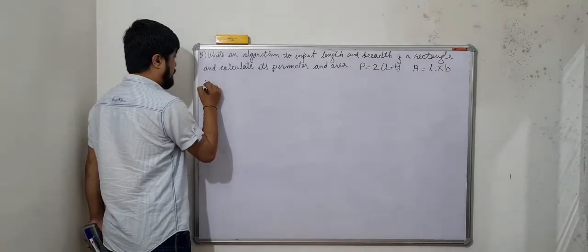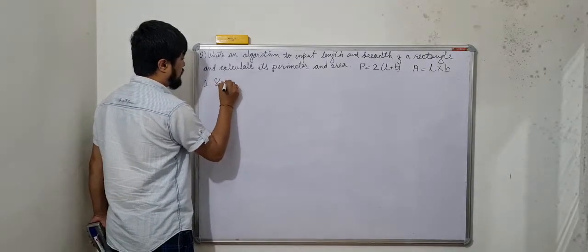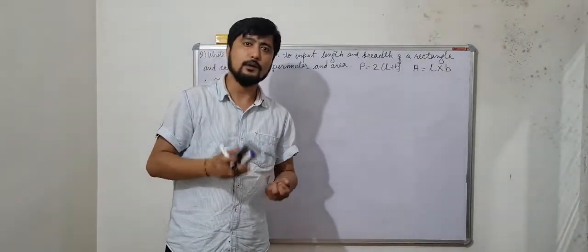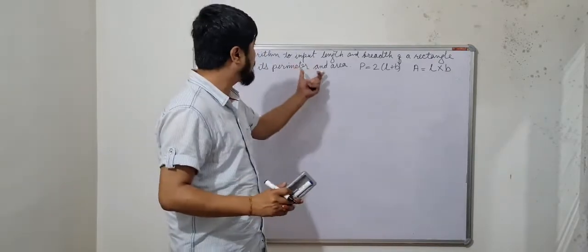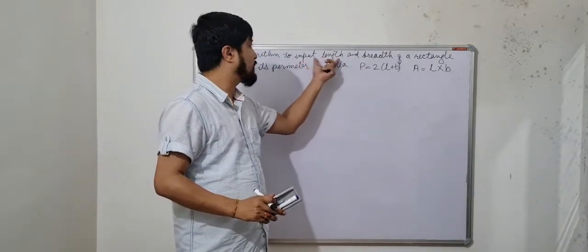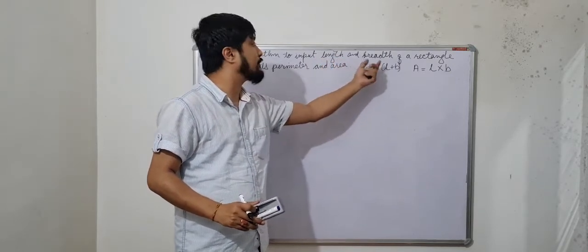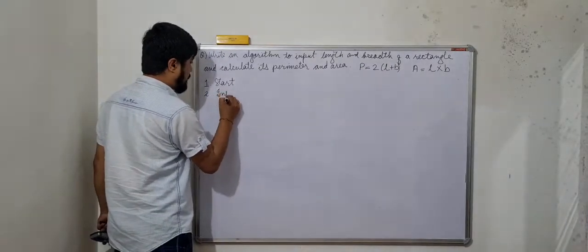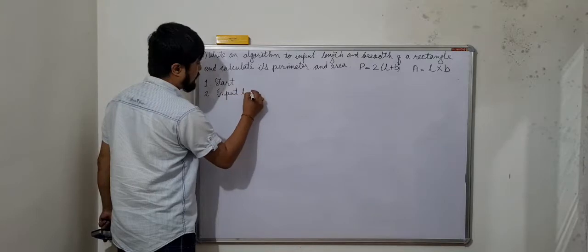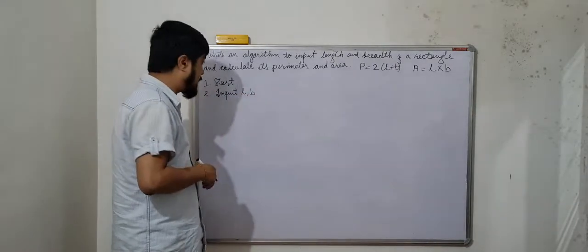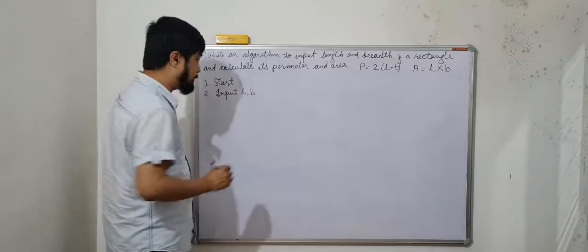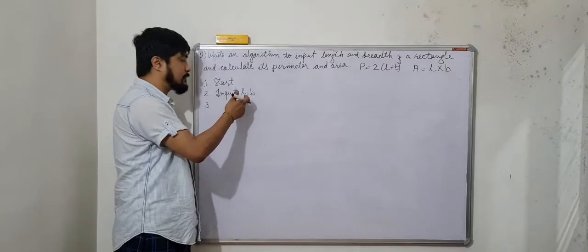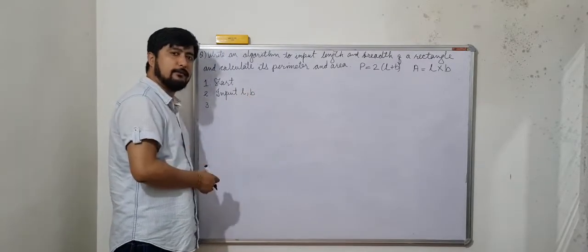We always start with the step number and we write start. And second, in the starting we have to take the input. What are the inputs? Length and breadth. For length we'll take the variable L, and for breadth we'll take the variable B. So this is the input section. First we have taken input for length and breadth, which means we'll have the value for L and the value for B.